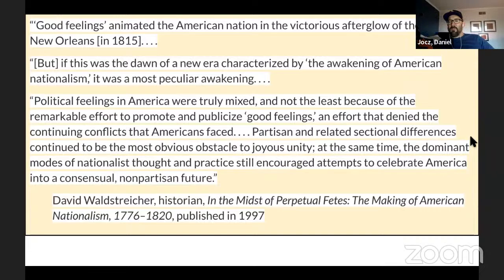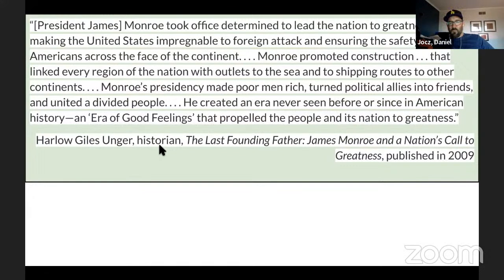If I go to the next one, Harlow, more names that I've got to move on to. Historian, The Last Founding Father: James Monroe and a Nation's Call to Greatness, published in 2009. Yeah, I haven't read that book, but okay, it's going to be talking about James Monroe. All right, well, don't really know, but greatness, okay, this idea of America is awesome. Monroe took office determined to lead the nation to greatness, making the U.S. impregnable to foreign attack. Oh, yeah, I remember Monroe was securing our borders with those treaties, like the Adams-Onis Treaty. Yeah, John Q. Adams doing the Secretary of State stuff, making deals left and right, issuing the Monroe Doctrine, stay away from the Western Hemisphere, all that good stuff.